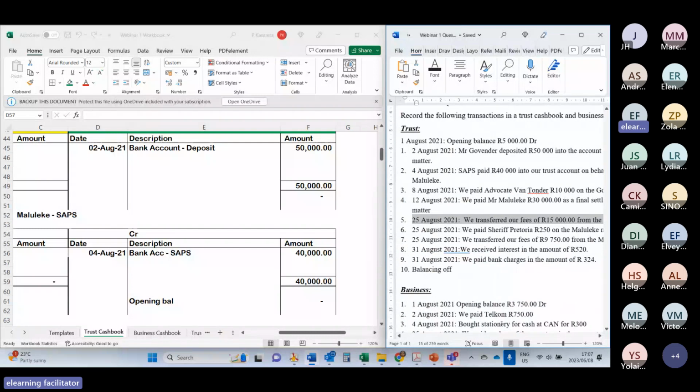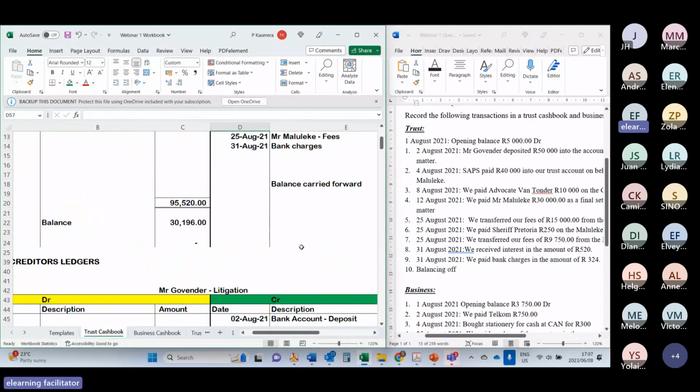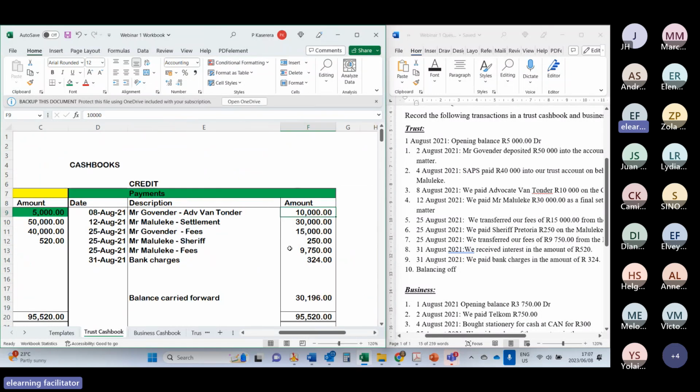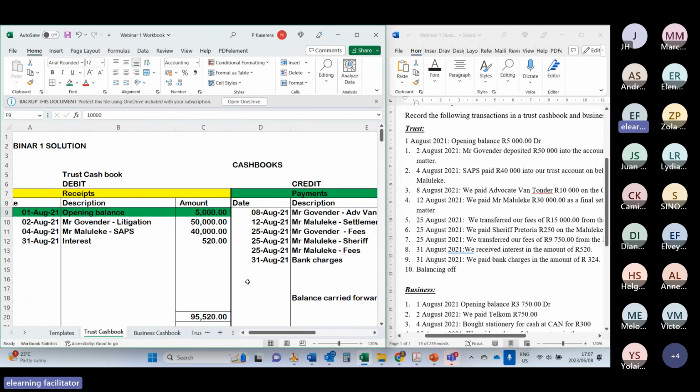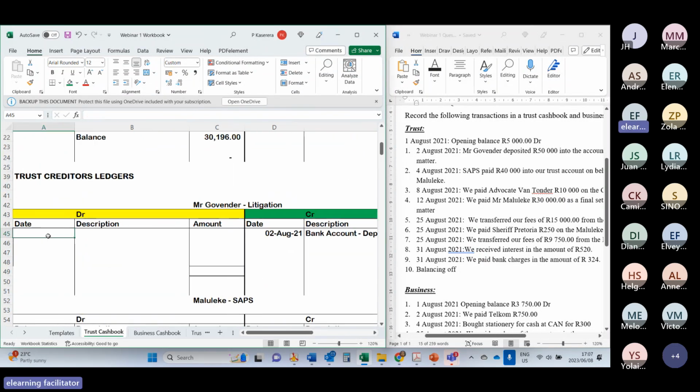And then on 8 August, we pay the advocate, and we are paying him for which matter? It's the Govender matter. On our cash book, we've recorded it; we've paid for the Govender matter. So you also go onto the ledger and post the opposite of what you have done in the cash book. It's a credit in the cash book, so it's a debit to the ledger.